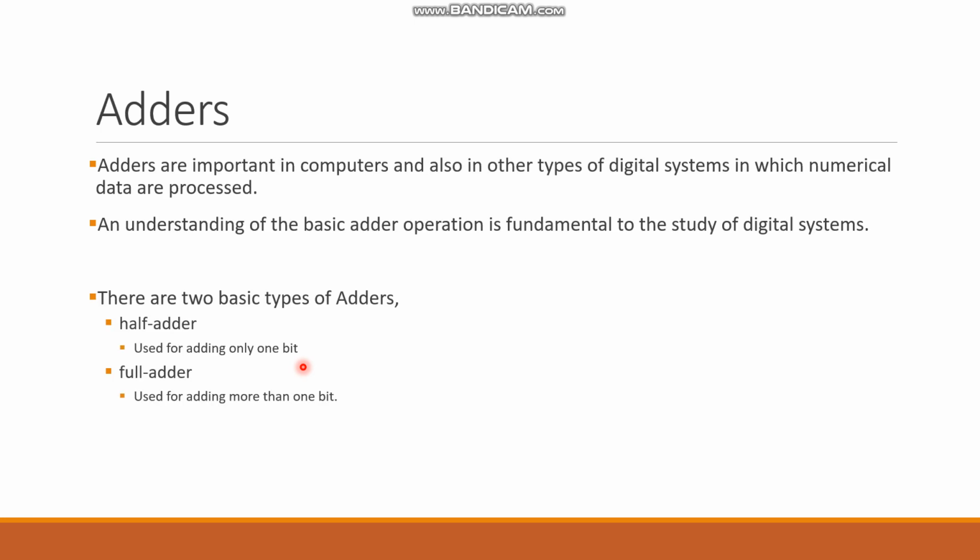Adders are very important in computers, because all the fundamental additions and subtractions are performed using those adders, which we are going to discover in this lecture. There are two basic types of adders: half adder and full adder. Whenever you are adding only two binary numbers, both of which are 1 bit, we are going to use a half adder. If the numbers are 2 bits or more, we are going to use full adders connected to each other.